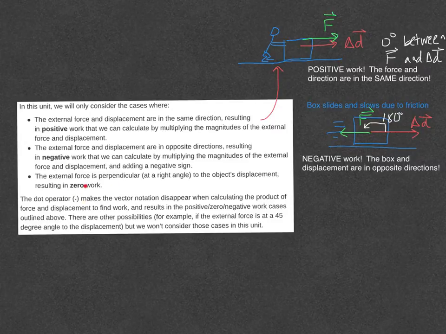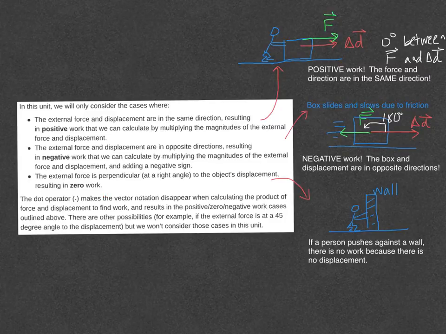The last thing that we want to look at is this case of zero work. There are a few ways that we might have zero work. Say I pushed against a wall and the wall didn't move. That means there's no displacement, so I would have no work. If a person is pushing against a wall and the wall's not going anywhere, there's no displacement, there would be no work. The same thing if you had no force. If you didn't push anything at all, then there's no work done.